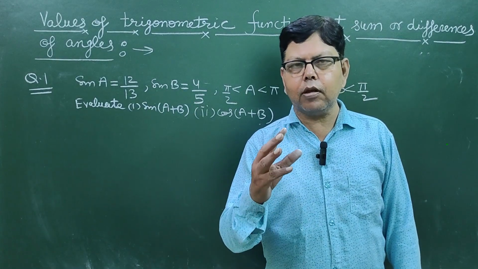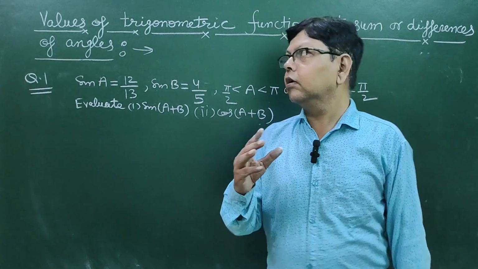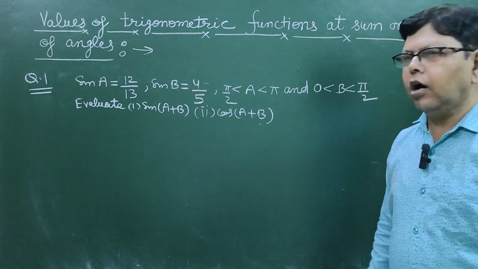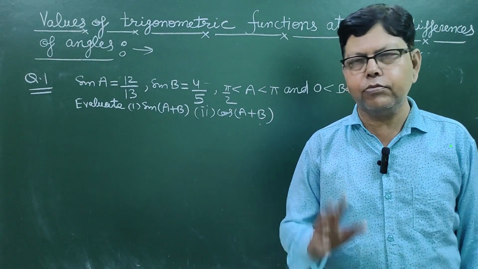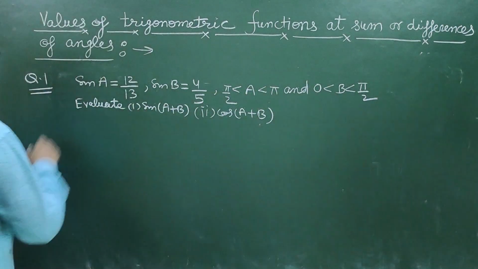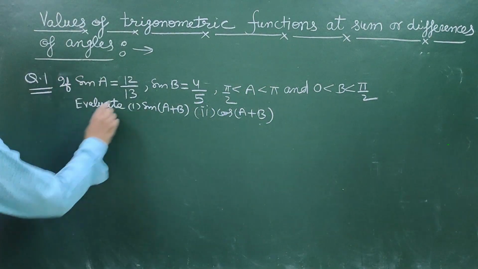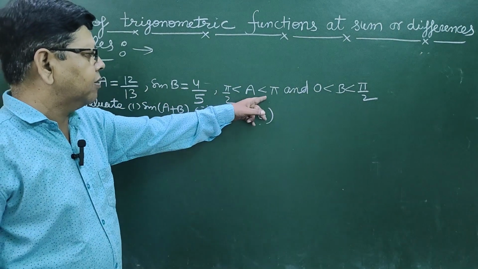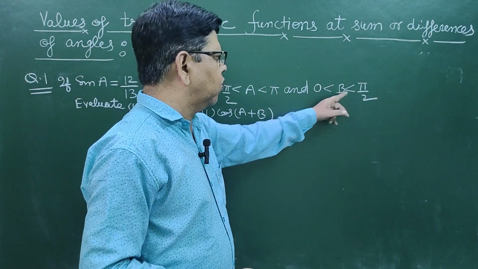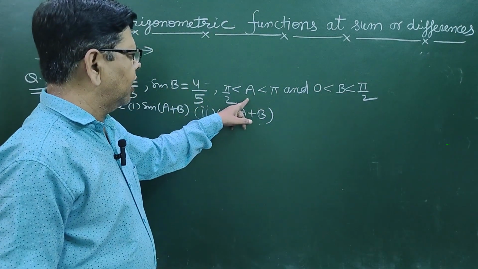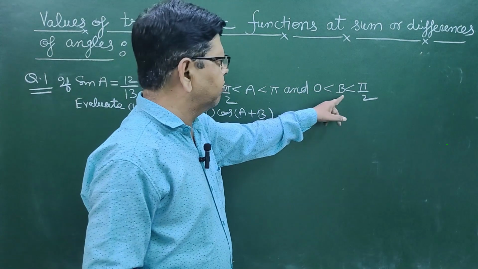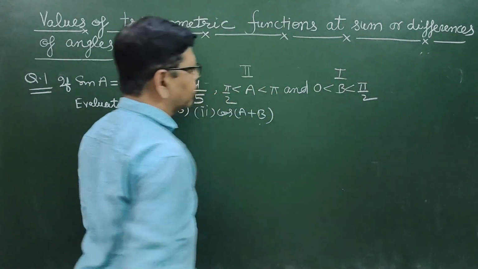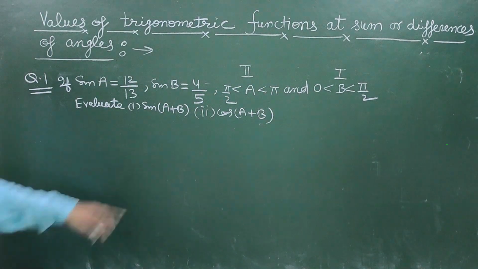Now I will discuss some problems on values of trigonometric functions at sum or differences. How will you use these formulas in solving the problems? First question: if sine A is equal to 12 upon 13 and sine B is equal to 4 upon 5, angle A is greater than pi by 2 and less than pi, and angle B is greater than 0 and less than pi by 2, means angle A lies in the second quadrant and angle B lies in the first quadrant. Then evaluate sine A plus B and cos A plus B.